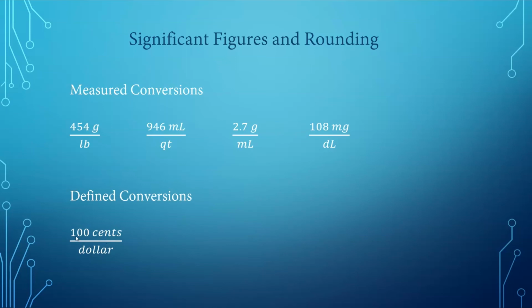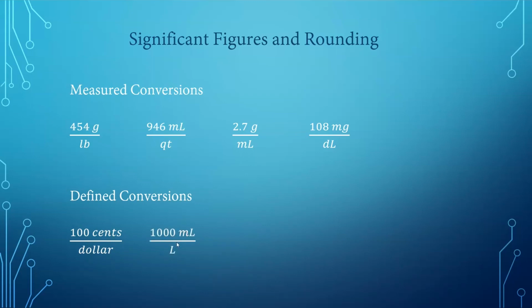So this conversion has infinite significant figures because it's defined that there are exactly 100 cents in a dollar. So when you're doing rounding, this conversion would not affect your rounding because it's infinitely accurate.